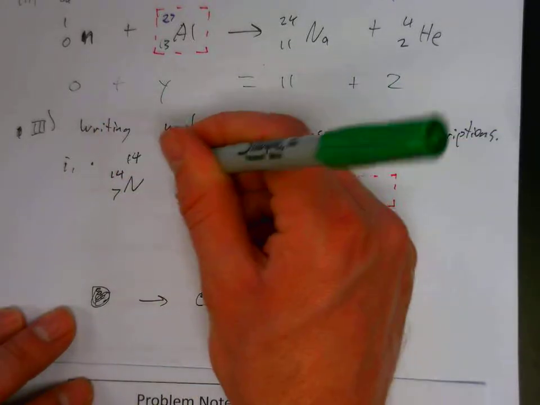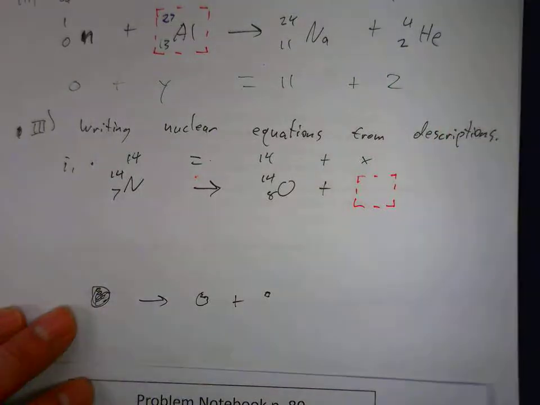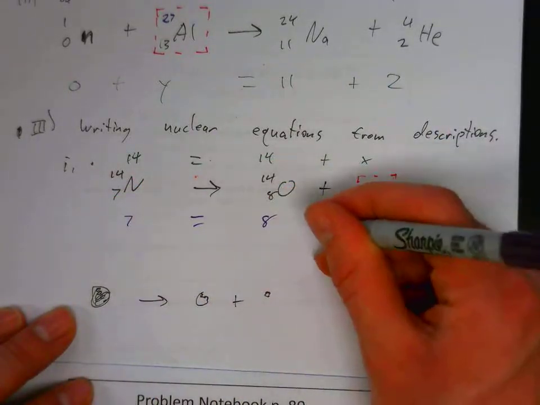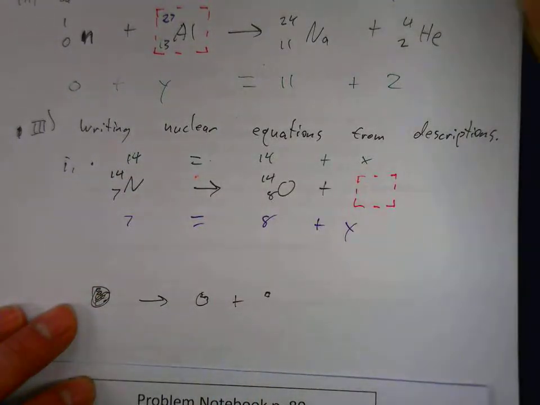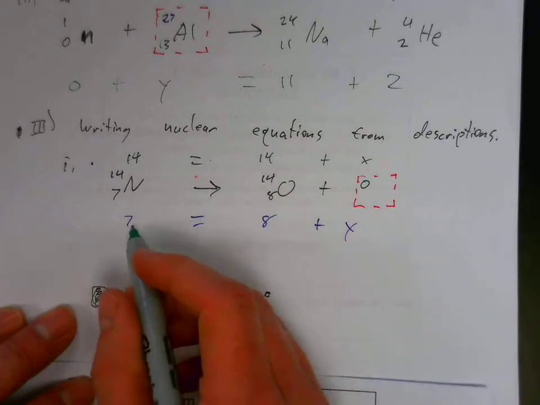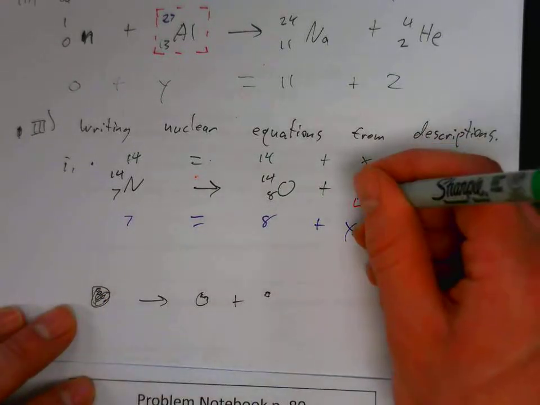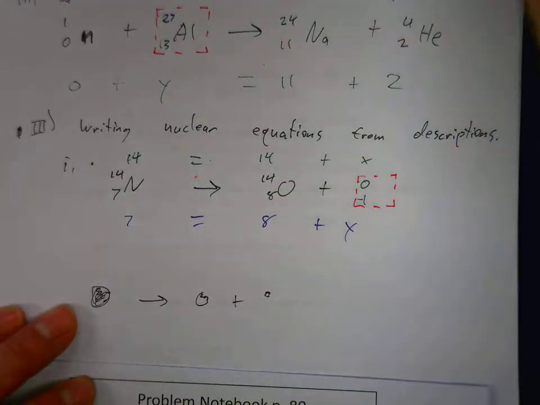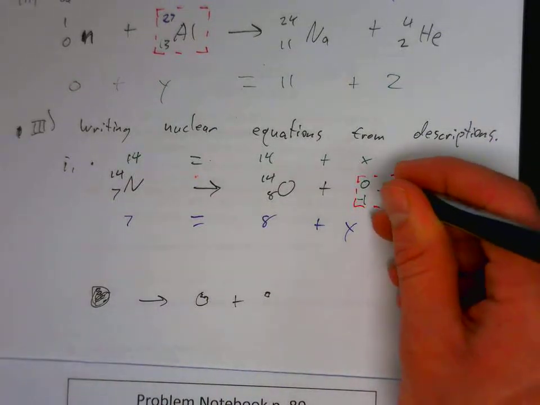14 equals 14 plus x. And on the bottom, 7 equals 8 plus y. So 14 minus 14 is 0, 0 on the top, and 7 minus 8 is negative 1. And we see we have then, once again, an electron, 0 over negative 1, or beta particle.